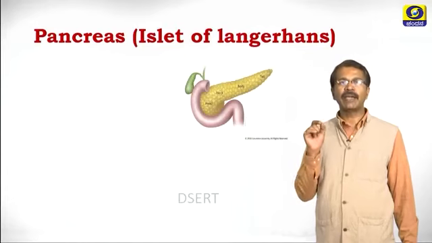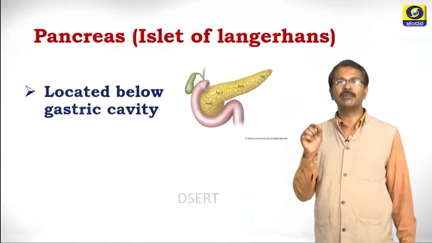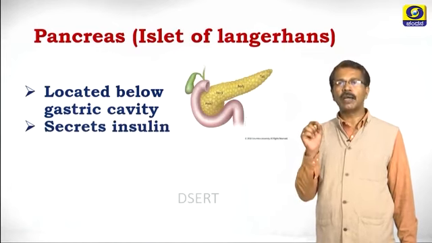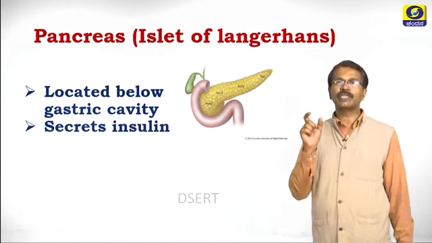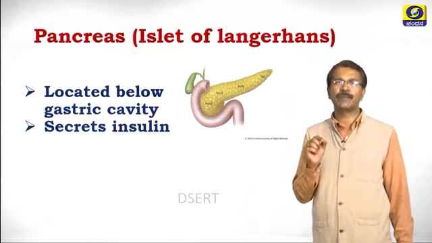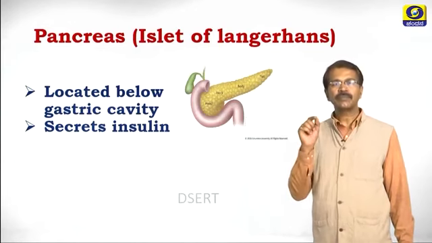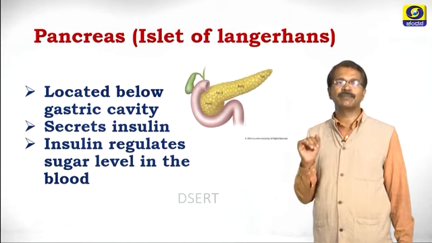Next is the pancreas. Pancreas, as I said, is located below the gastric cavity. It secretes the insulin hormone. The insulin hormone is secreted by a specific kind of cells in the pancreas called islets of Langerhans. They produce one hormone, that is insulin. This insulin controls the blood sugar level.